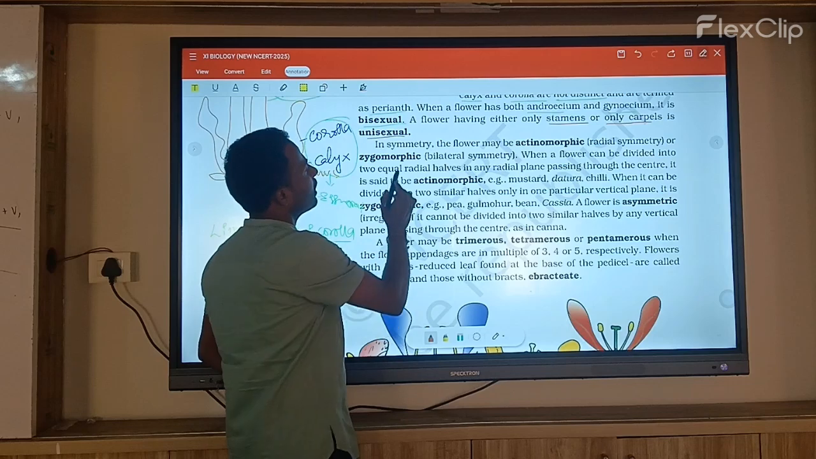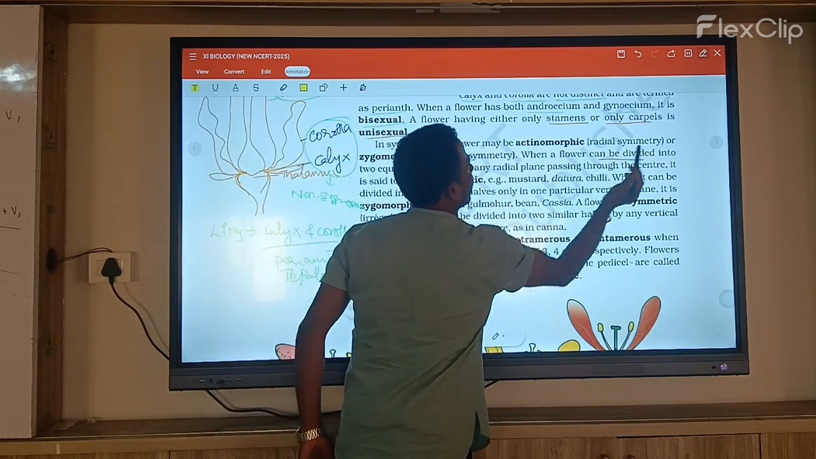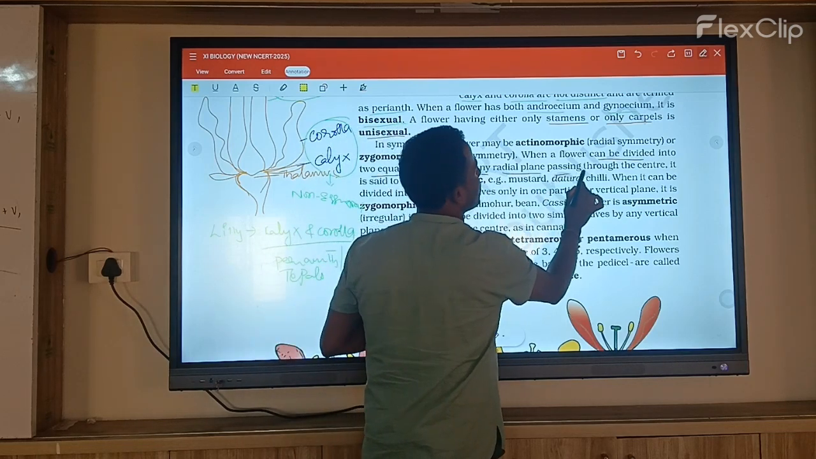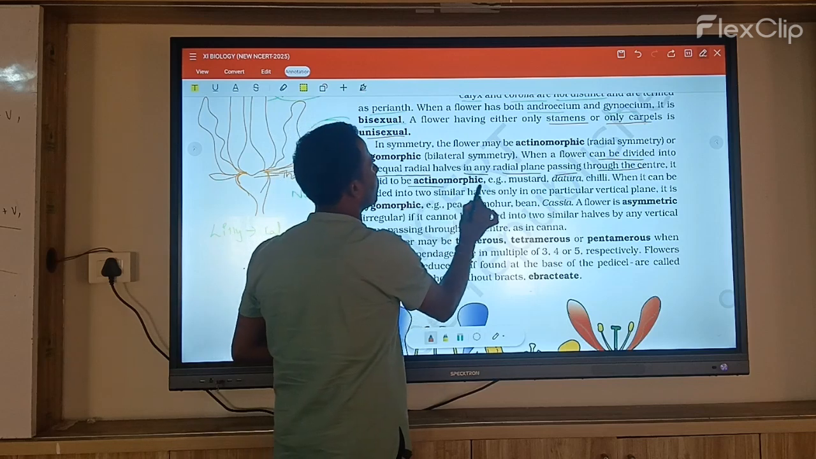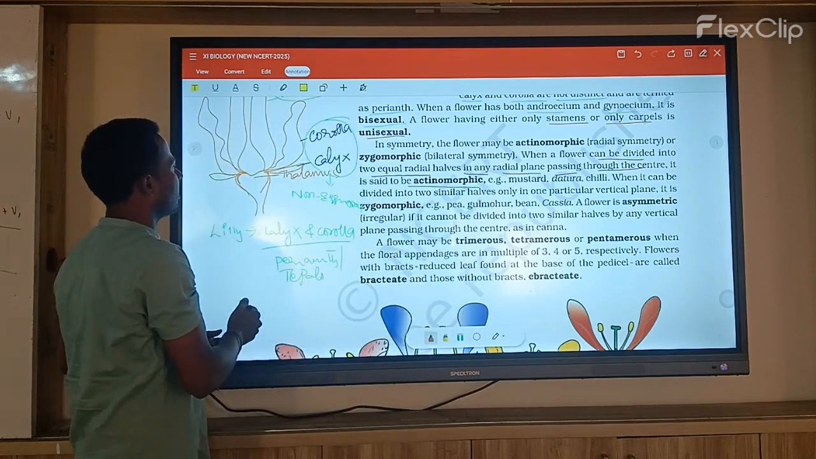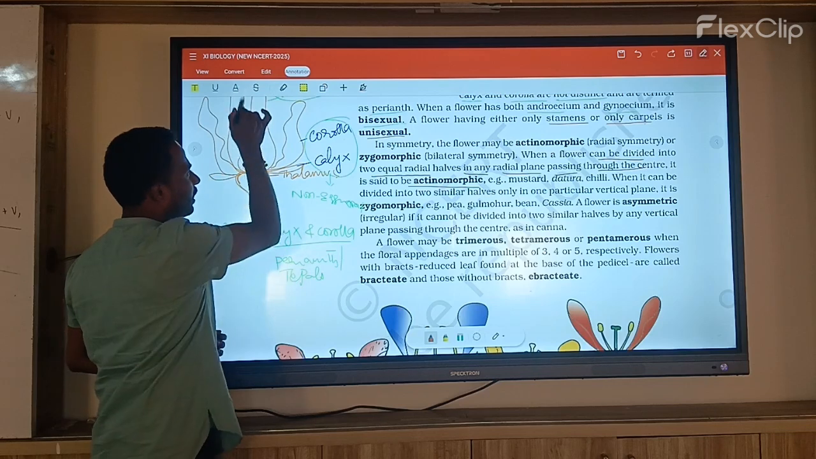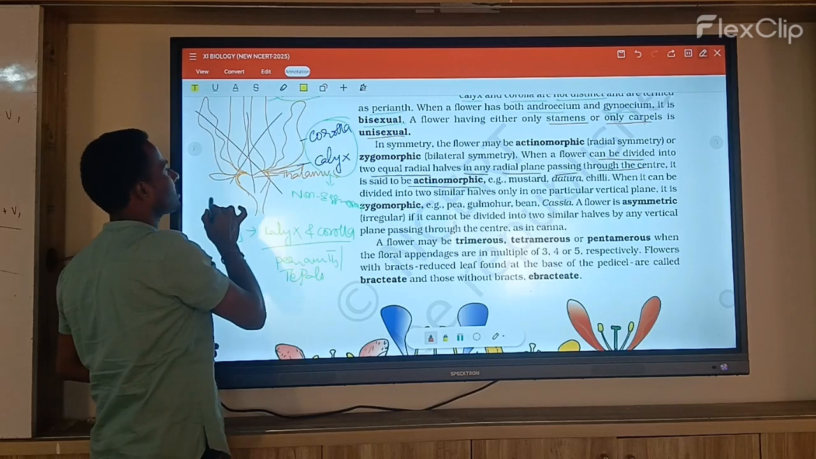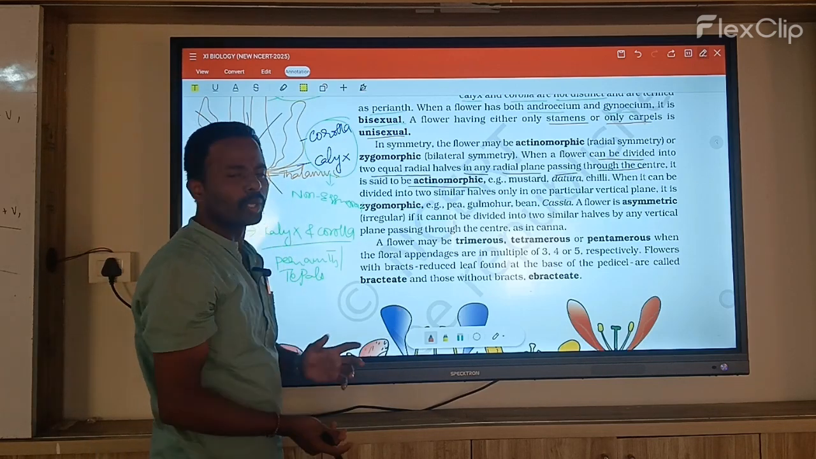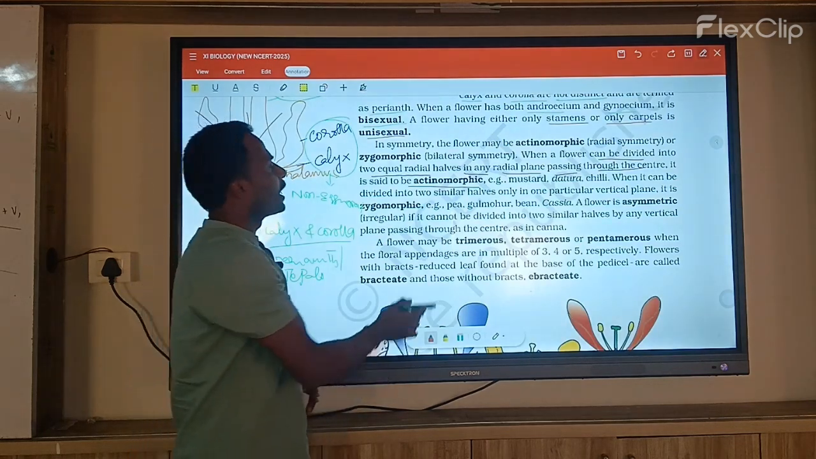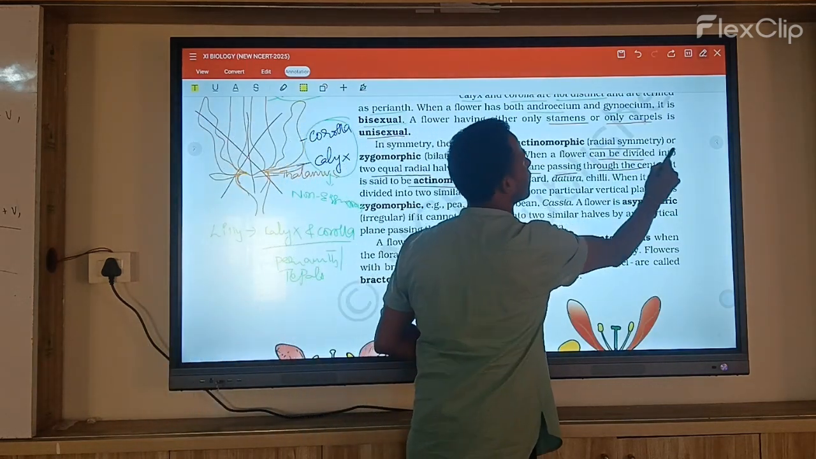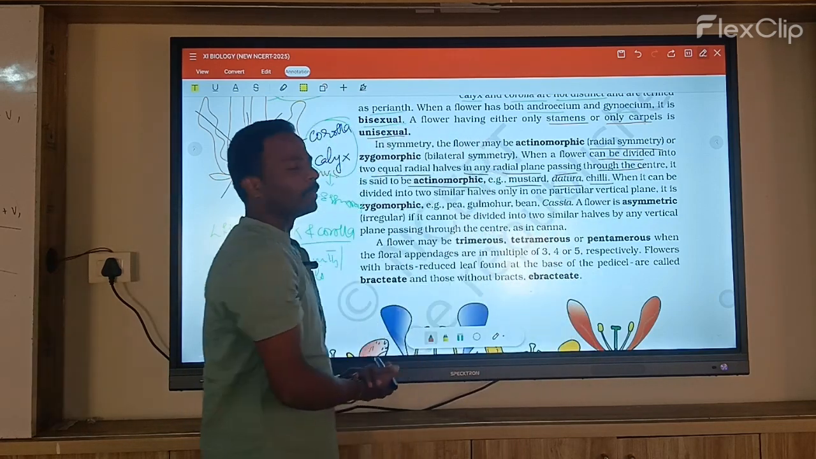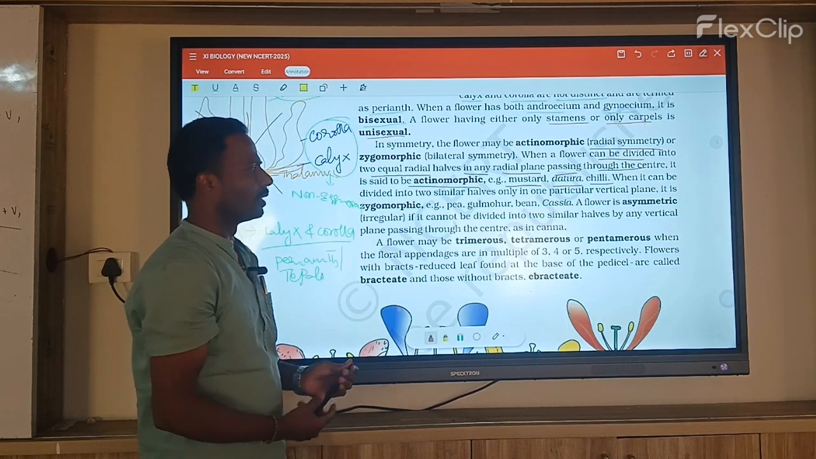First of all, when a flower can be divided into two equal radial halves in any radial plane passing through the center, it is actinomorphic. For example, take this flower. You cut it in any manner and it forms two equal parts. That is called actinomorphic, or radial symmetry. You see this in members of mustard, datura, and chili. These are examples of actinomorphic flowers.